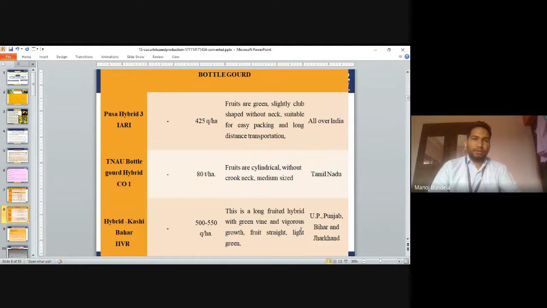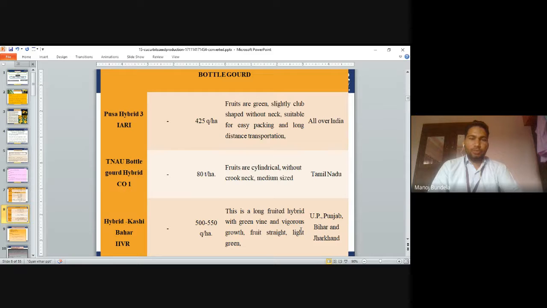Bottle gourd hybrid Pusa Hybrid 3 is developed by IARI. The yield is 425 quintal per hectare. Fruits are green, slightly club-shaped, without neck, suitable for easy packing and long distance transportation, and it is grown all over India.